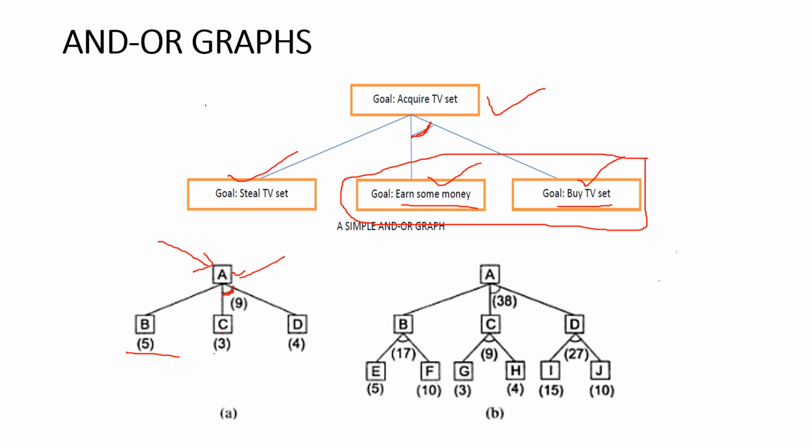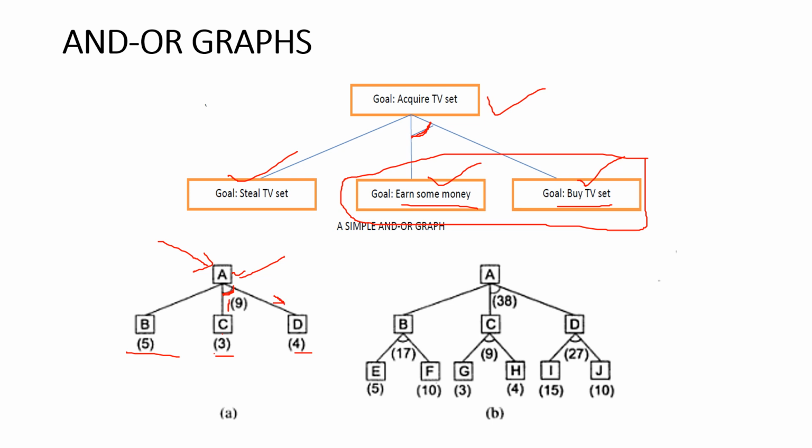Here solving A, the cost will be: here it is 3 and here it is 4, the heuristic values. And the path cost we are considering as 1, since it is not given. So for going to C, the path cost is 1. For going to D, the path cost is 1.